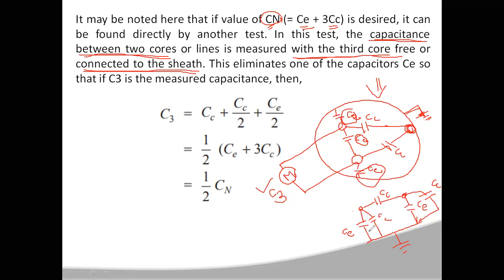Now you observe here, these are connected in parallel and these are connected in parallel. So then the total capacitance will be like this. Here we will have CC, and here you will have CE plus CC. Here also you will have CE plus CC.